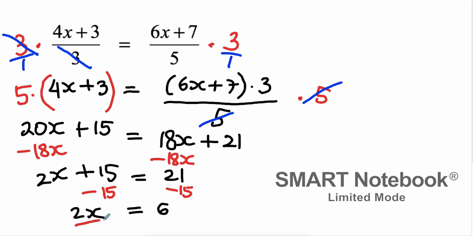And the last step, we will make x the subject by dividing by 2 on both sides. Then in this case, we will have the final answer. Solving this equation for x will give us the value of x is 3 as the final answer.